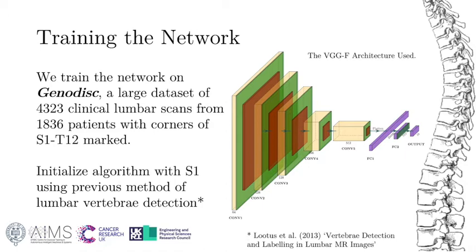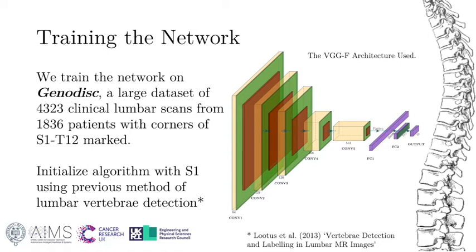All these scans are clinically extracted, meaning that we observe a wide range of different lumbar pathologies, as well as different MR weightings such as T1 and T2, and also a wide range of resolutions and other scanning protocols. In each scan, the corners of each vertebra from S1 to T12 are marked by a radiologist, making 7 vertebrae marked in total.